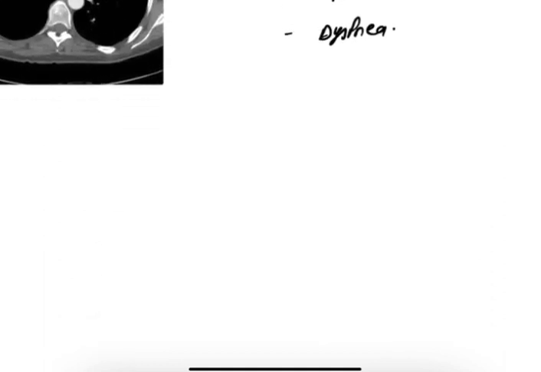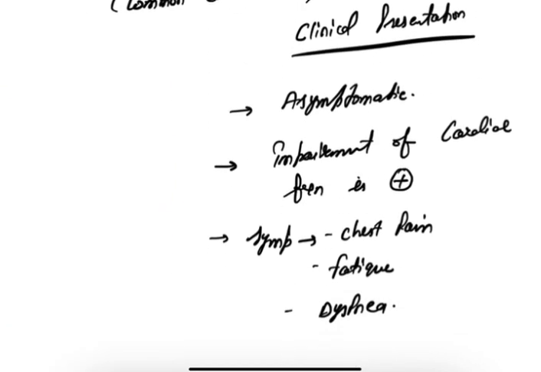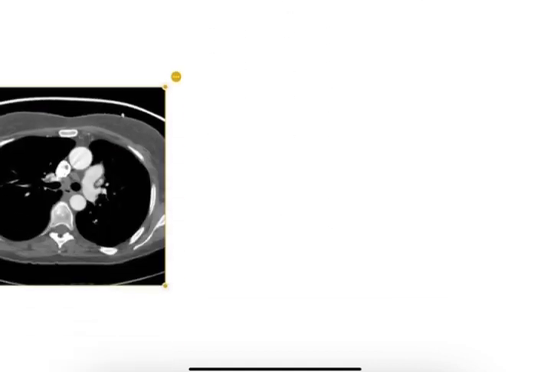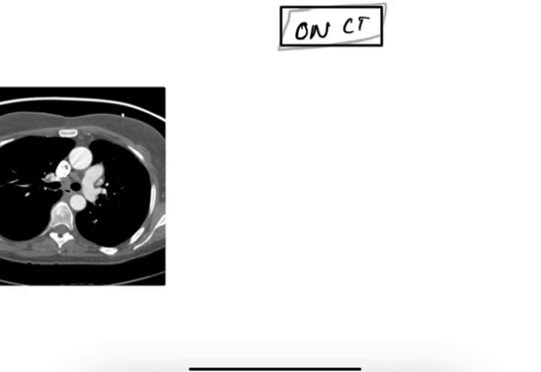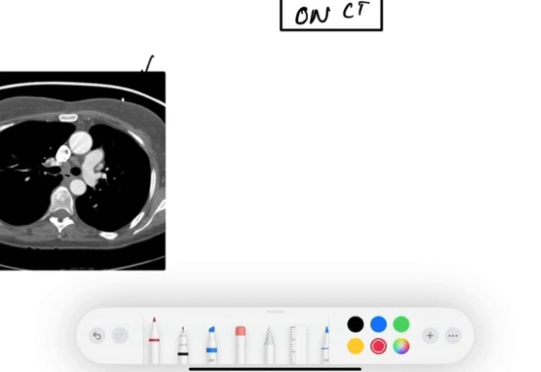Now we will discuss its radiographic features. On CT images, what will we see? So look, this is the CT image of a patient suffering from pericardial agenesis. In a patient with pericardial agenesis, we can see lung tissue in the aortopulmonary window. Look at this image.